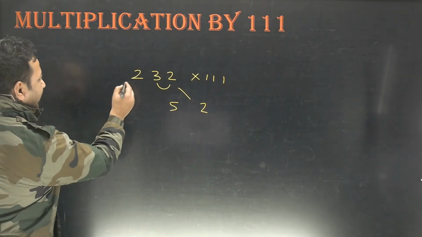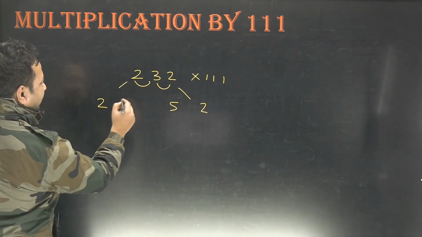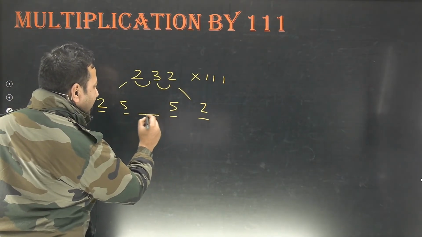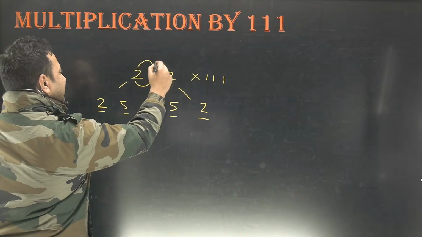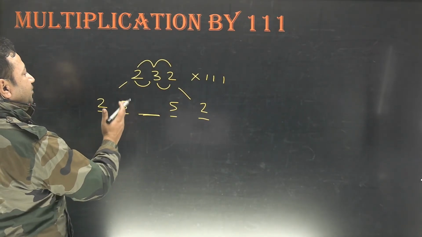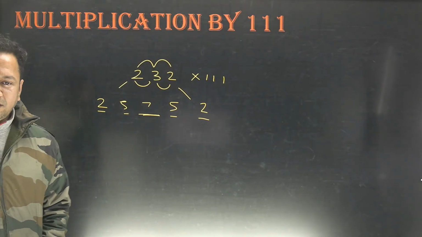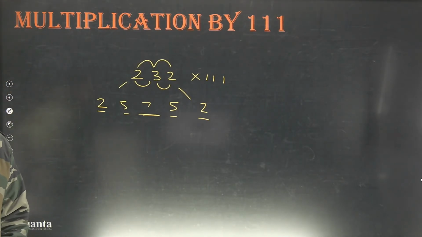The leftmost side, 2 comes here, 2 plus 3, 5 also comes here. Okay, rightmost and leftmost. In the middle, what will happen? All these numbers will be added. 2 plus 3 plus 2 is 7, and that will be our answer. Clear? Got it?